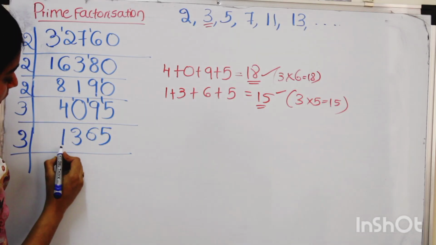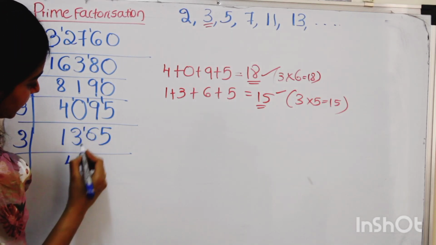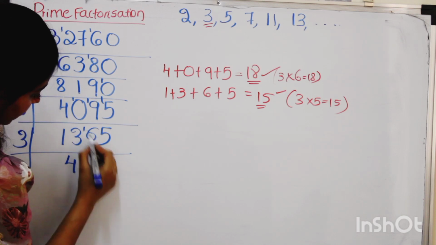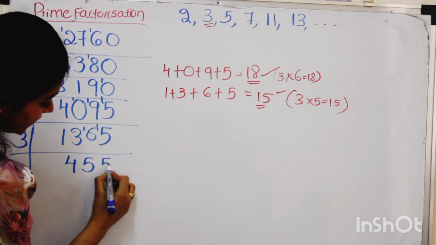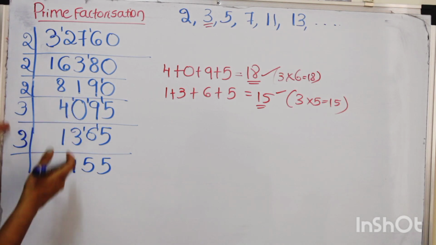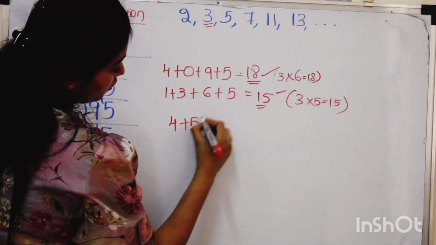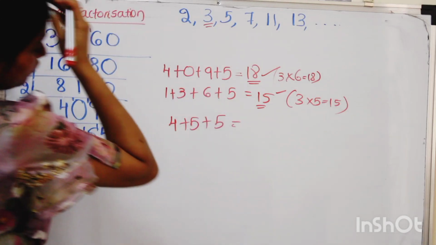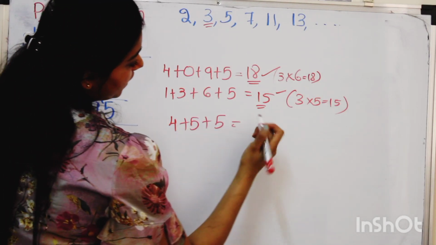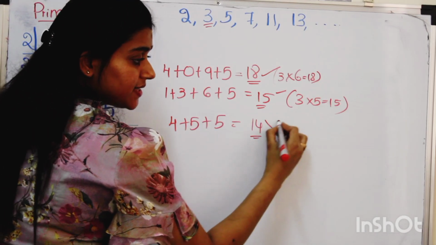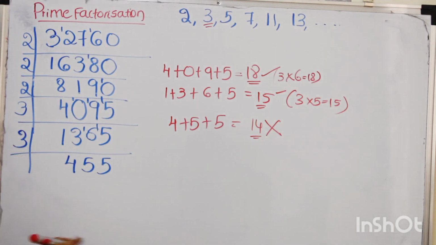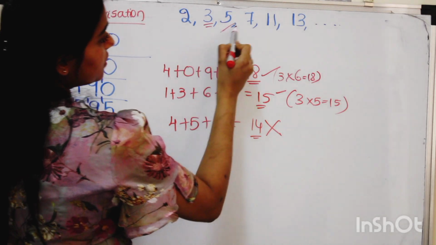So 3 4s are 12, 1 carry, 3 5s are 15, 1 carry, 3 5s are 15. Now again you have to check whether 455 is divisible by 3. 4 plus 5 plus 5, which is equal to 9 plus 5, that gives 14. So this is not divisible by 3. Therefore 455 is not divisible by 3. So the next prime number is which one?